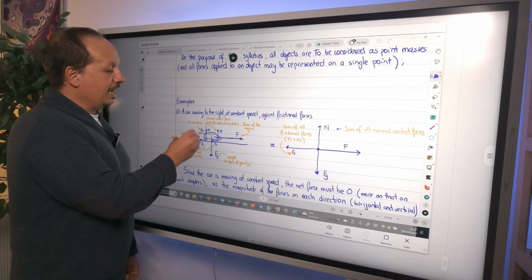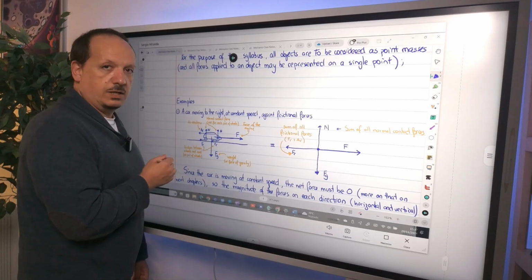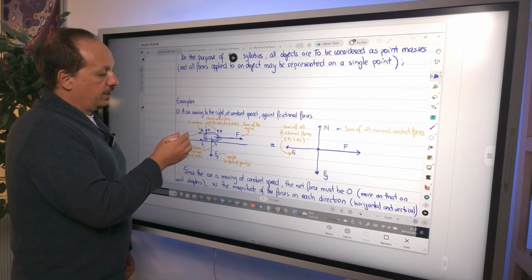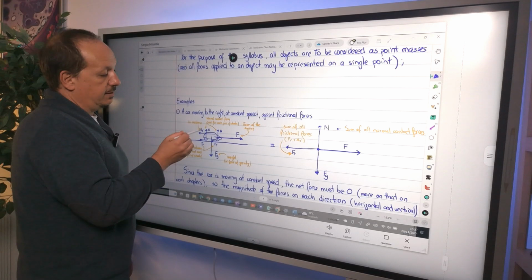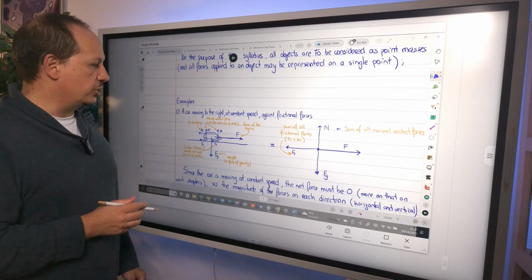Then you have these two ends. These are normal contact forces of the wheels with the road. And then you have these two forces pointing that way. AR stands for air resistance and FR stands for friction. All right?